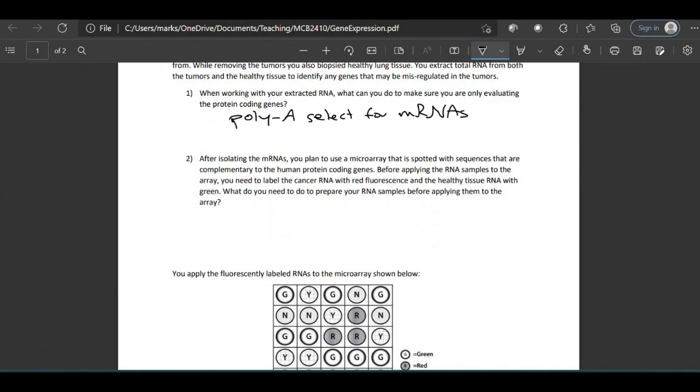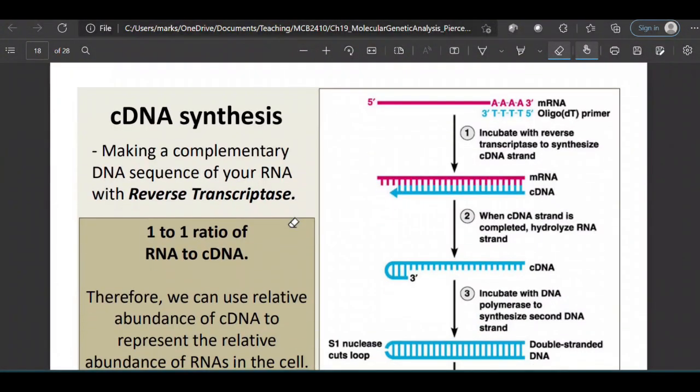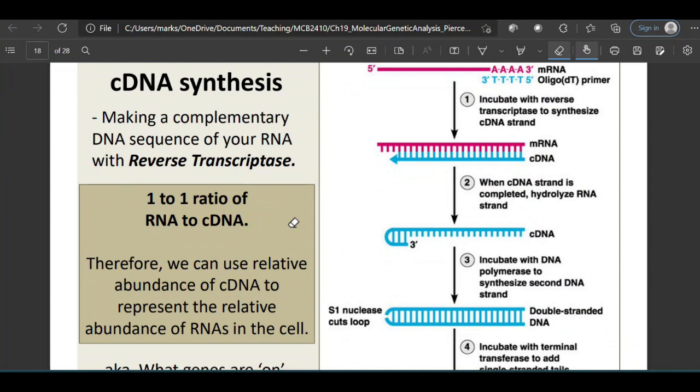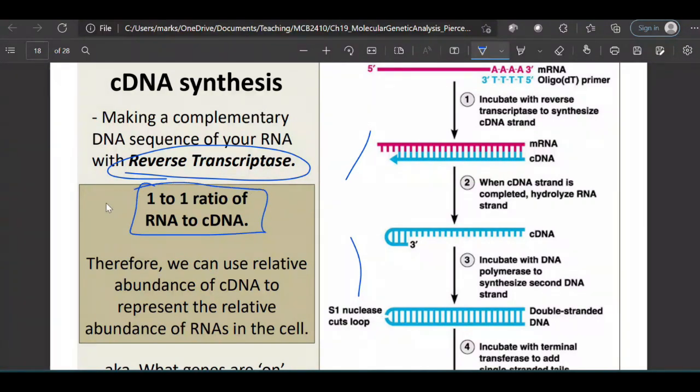The next slide is that we need to do what's called cDNA synthesis. What you need to remember is that there are only very few places where we actually use RNA as the thing we're manipulating and doing experiments on. Most of the time, we need to convert our RNA into DNA, and when we do that, it's called cDNA, or complementary DNA. To do that, we use an enzyme called reverse transcriptase. We're not going to worry about the process too much. All I want you to know is that for every RNA we put into the tube, we get a cDNA out of it.